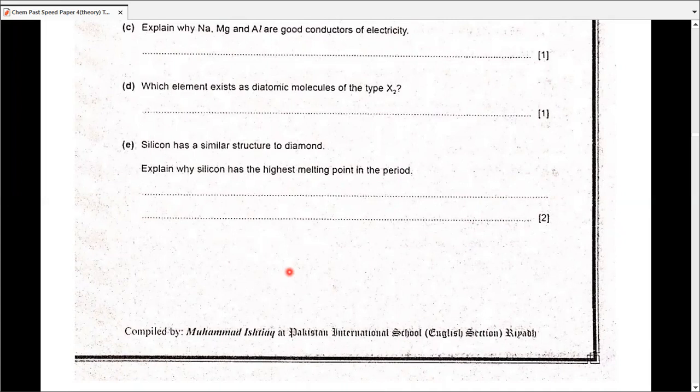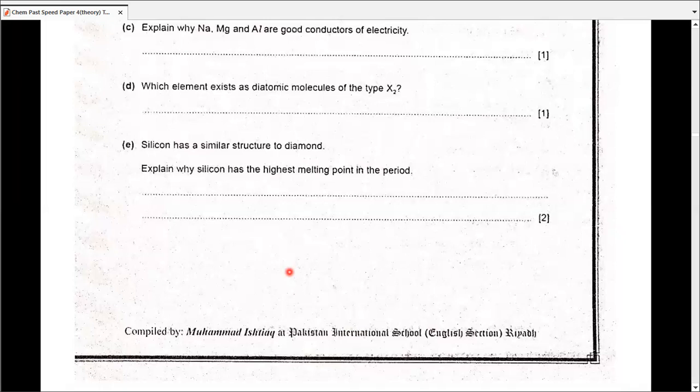Because it has the giant covalent structure. Good, but that can only get you 1 mark. What about the second mark? With a huge network of strong covalent bonds extended throughout the network. All right. Giant macromolecular structure. Instead of writing covalent, it's better to write macromolecular. Has giant macromolecular structure with strong covalent bonds extended throughout the network. A perfect answer for 2 marks.